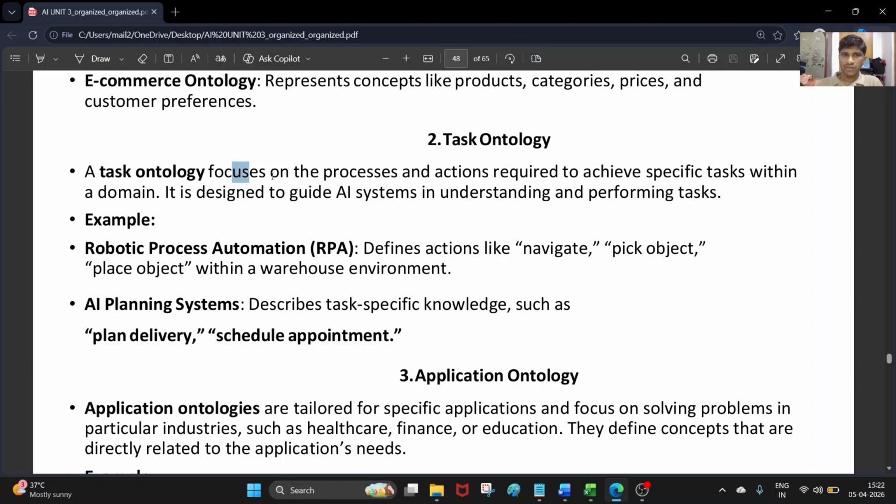Task ontology focuses on a particular action required to achieve a specific task. Example, a part picking robot or robotic process automation. It defines actions like navigate, pick object, and place object. So task ontology is the process and action required for achieving some specific task.